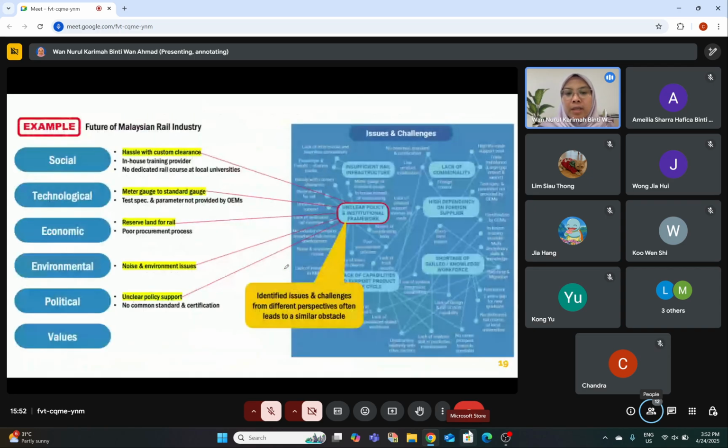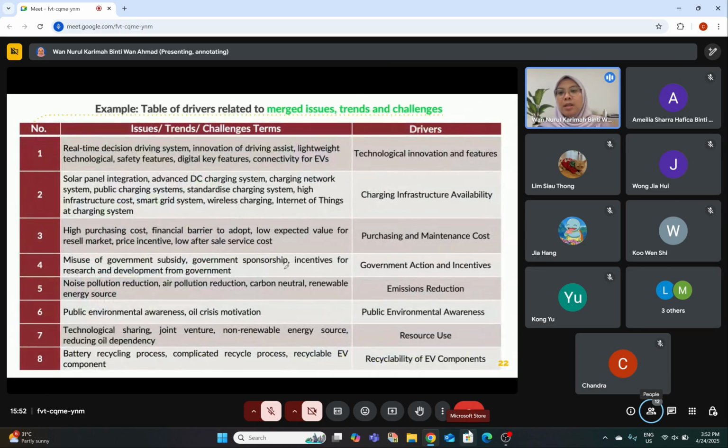Then you come up with this merge issues, trends, and challenges. And you identify the statement ataupun driver key term that can summarize the merge issues, trends, and challenges from different STEEPV categories. And this driver are the ones that you are going to use in your impact uncertainty analysis, where you will develop statements that will be presented in your questionnaire that you will distribute to your respondents.